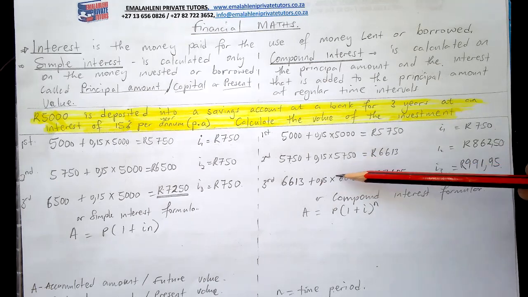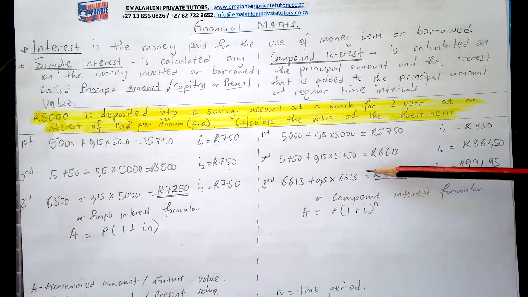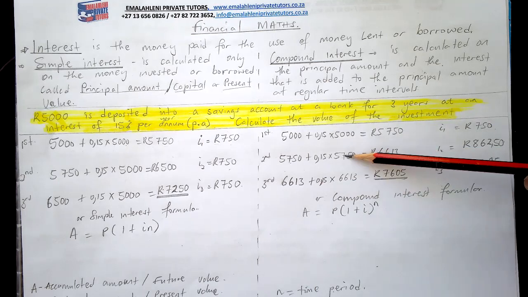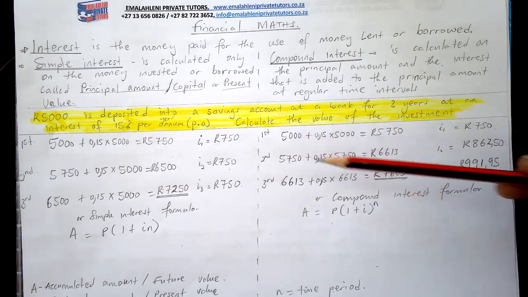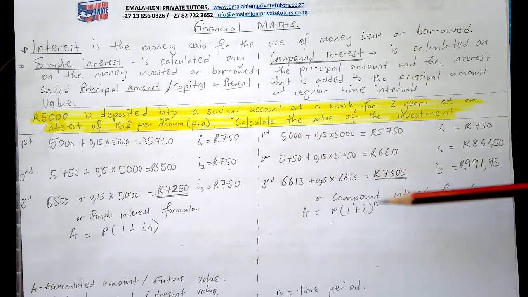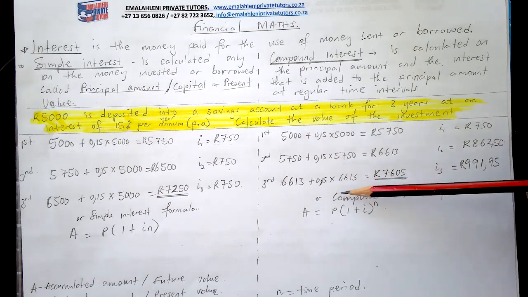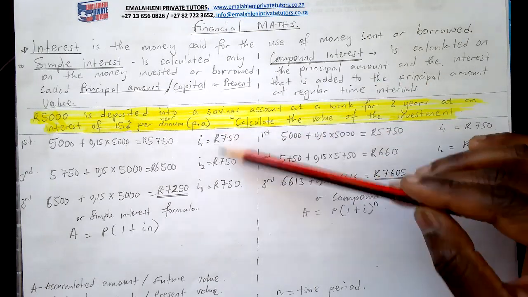Interest is being charged on the previous amount, which is your principal plus interest. For this example, 5,750 is your principal plus the interest of 750. The same applies here. But now let's see how we can calculate this.